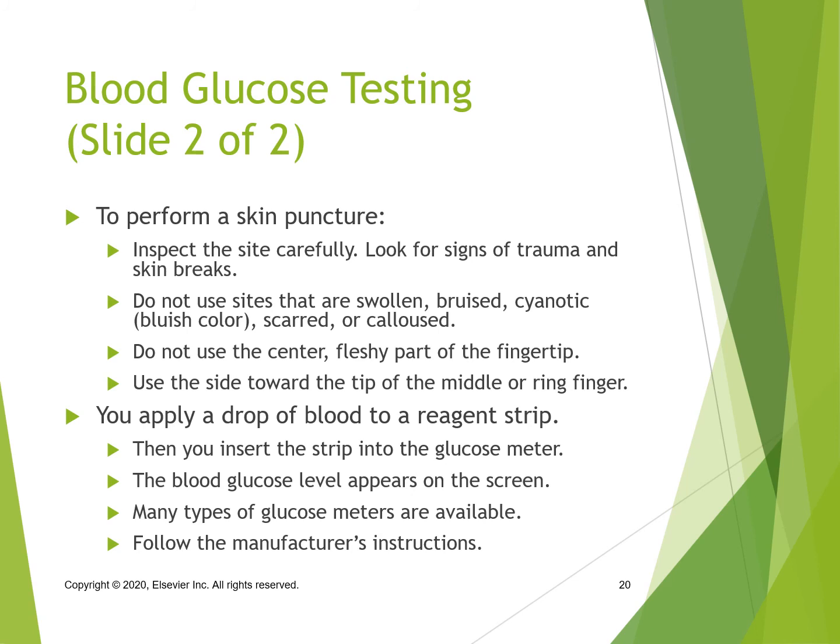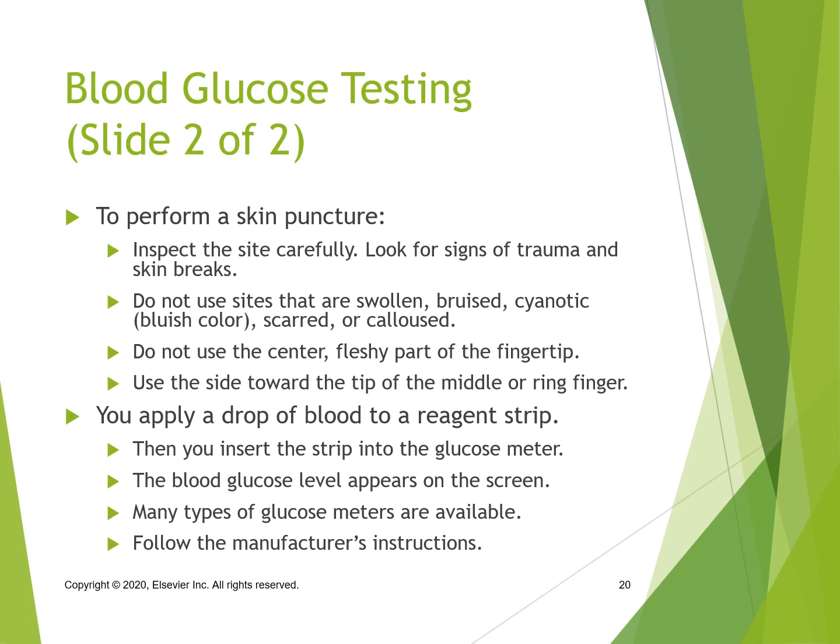To perform a skin puncture, you inspect the site carefully. Look for signs of trauma and skin breaks. Do not use sites that are swollen, bruised, cyanotic (bluish color), scarred, or calloused. Do not use the center, fleshy part of the fingertip. Use the side toward the tip of the middle or ring finger.